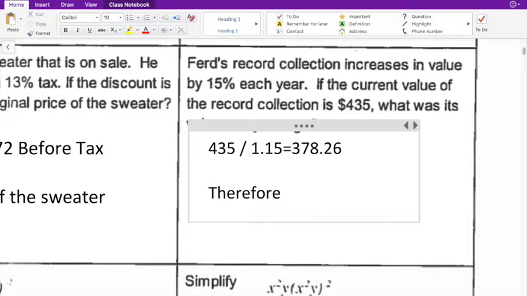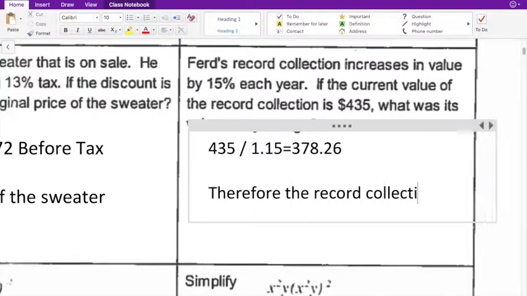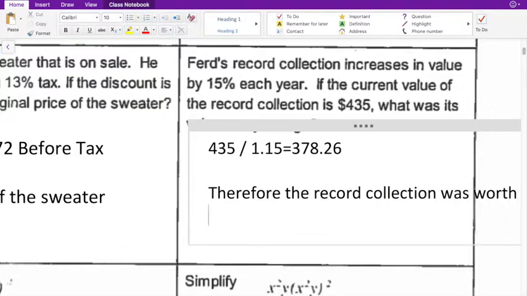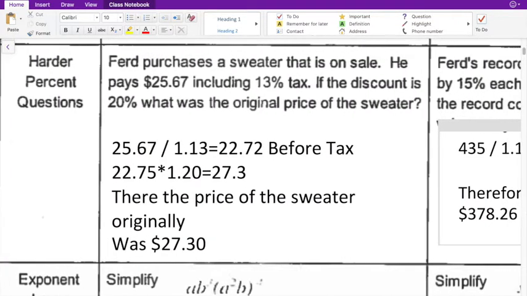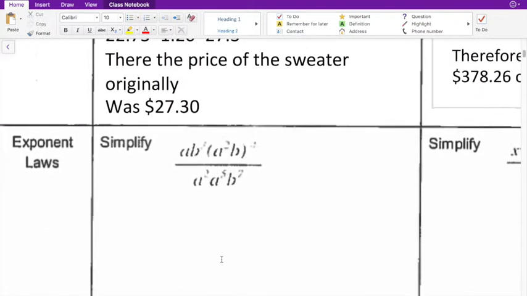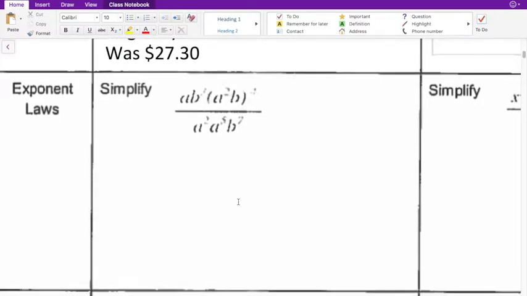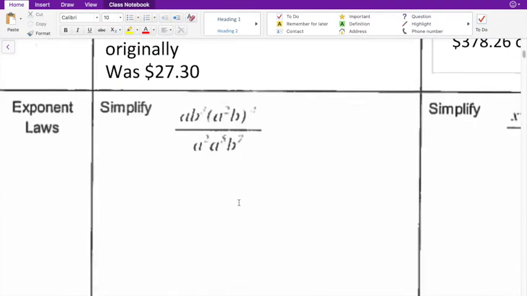Then, to get full communication marks, we write, therefore, the record collection was worth 378.26 1 year ago. All right, back down here. So that's an example of percent questions.